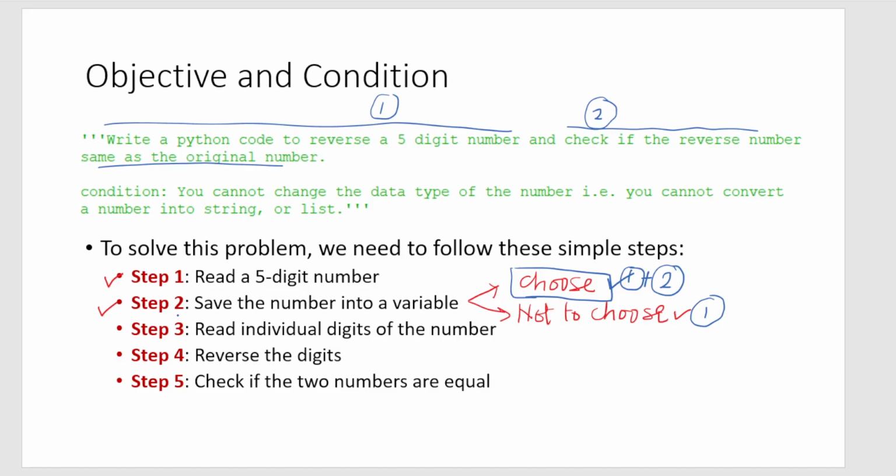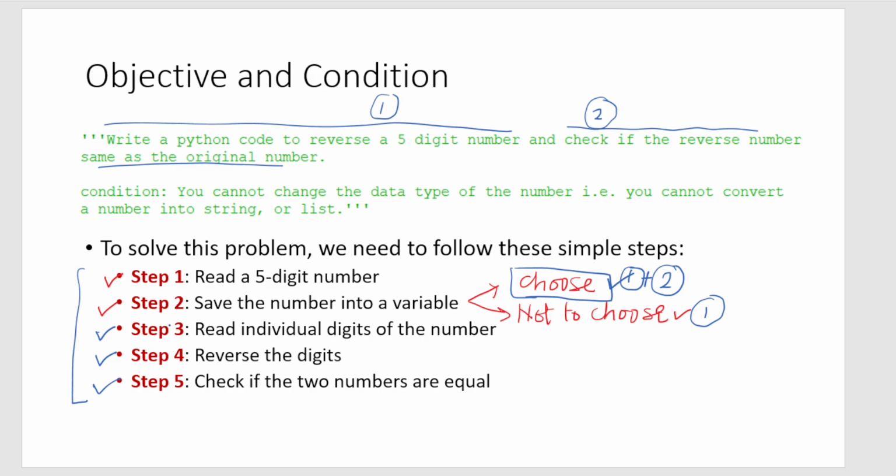So the third thing is you have to read the individual digits of a number. You can only reverse a digit when you know the place value of the number, as well as the face value of that number. So we want to find the face value of each digit. The fourth thing is you have to apply the reverse logic, and finally you have to check whether two numbers are equal or not. So these are the 5 stages or steps that will help you to implement that particular program.